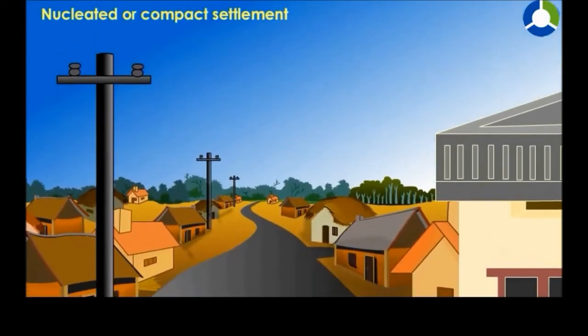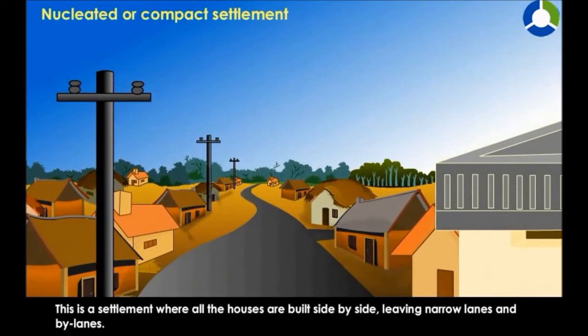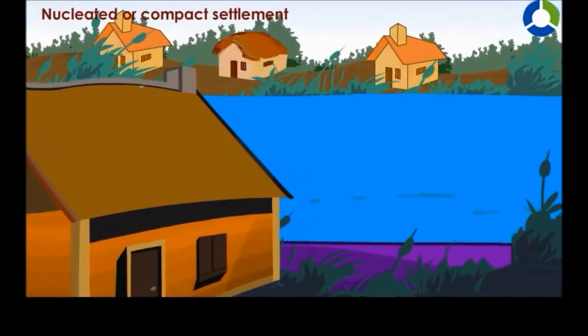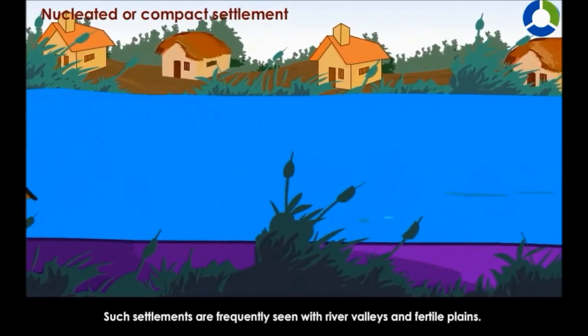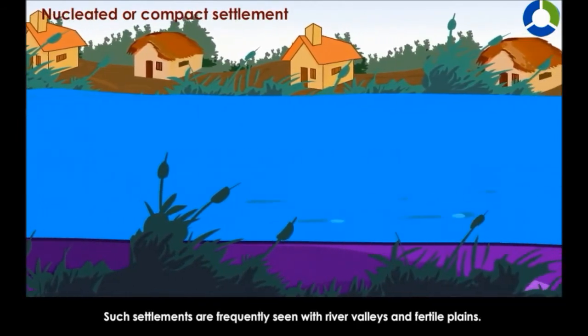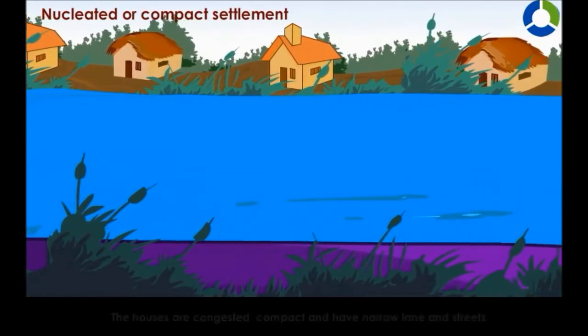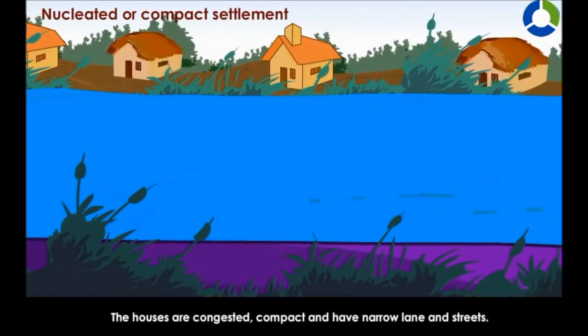Nucleated or compact settlement. This is a settlement where all the houses are built side by side, leaving narrow lanes and bylanes. Such settlements are frequently seen in river valleys and fertile plains. The houses are congested, compact, and have narrow lanes and streets.